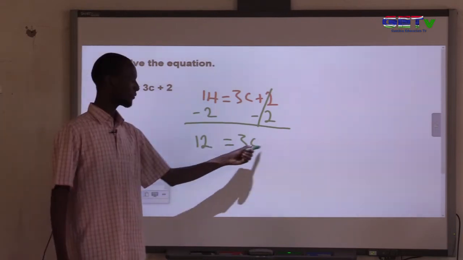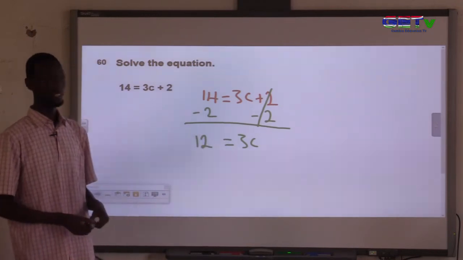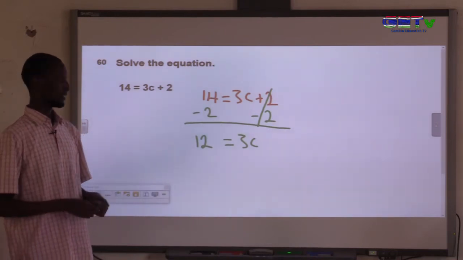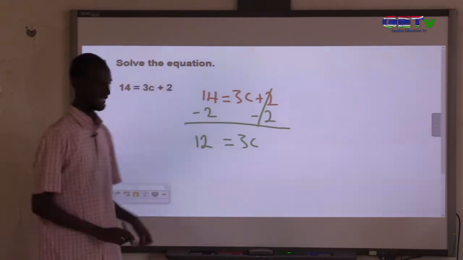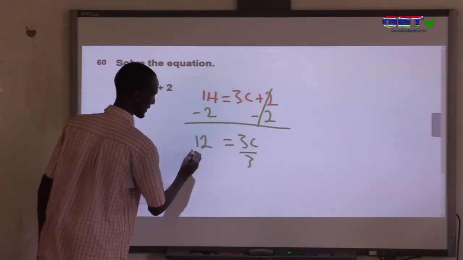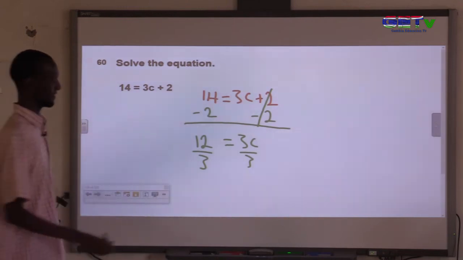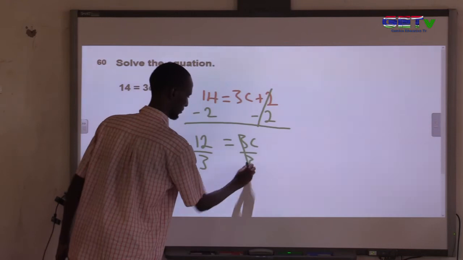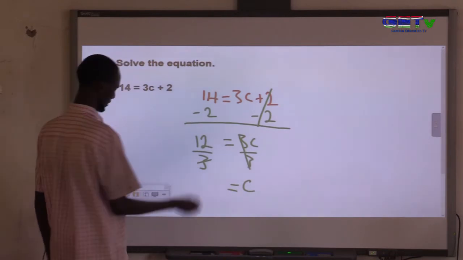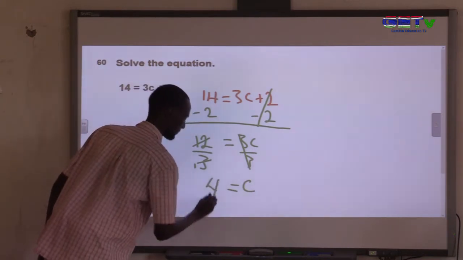Still, is our variable alone? No, it is not. You still have 3c there. 3c is 3 times c. That is a multiplication. So to undo that multiplication, we divide. So you divide the right-hand side by 3. Also divide the left-hand side by the same 3. Whatever you do to one side, you must do to the other side. This 3 will cancel out, and you have c there equals, 3 into itself once. 3 goes into 12 would be 4 times.